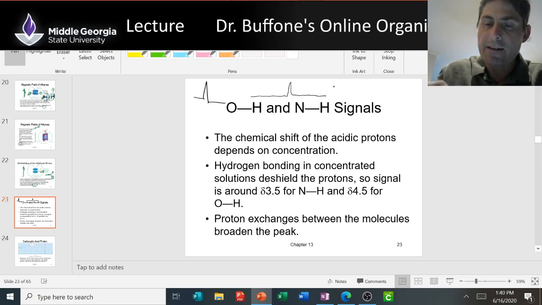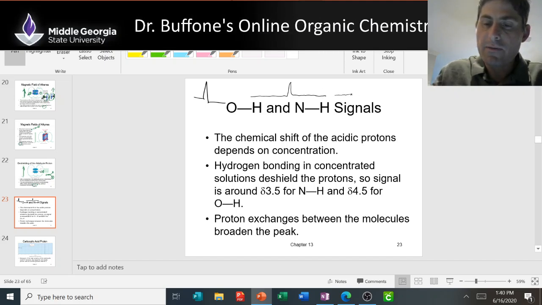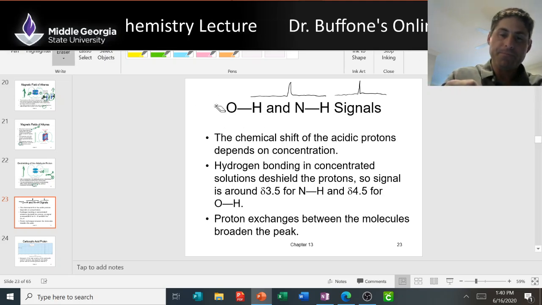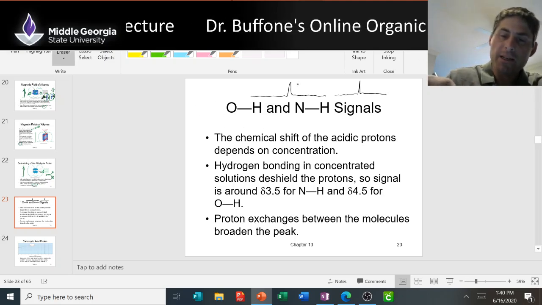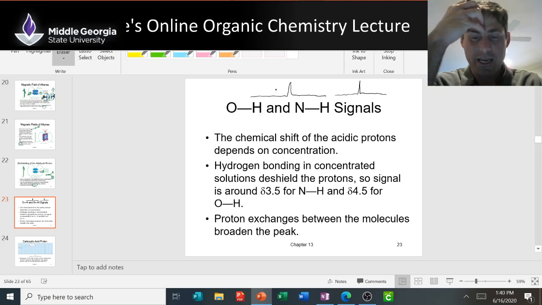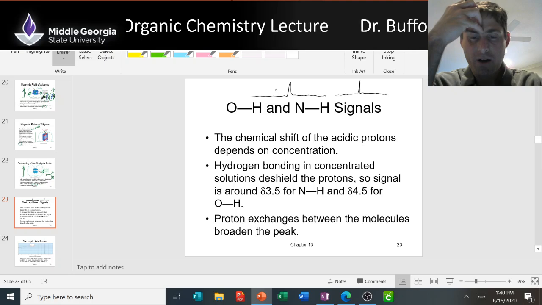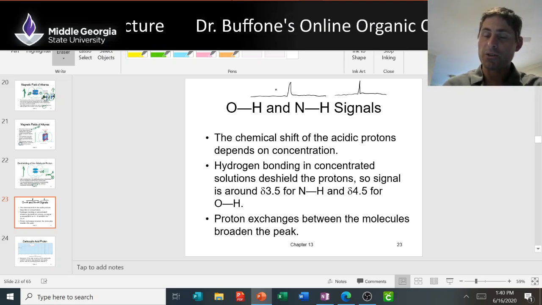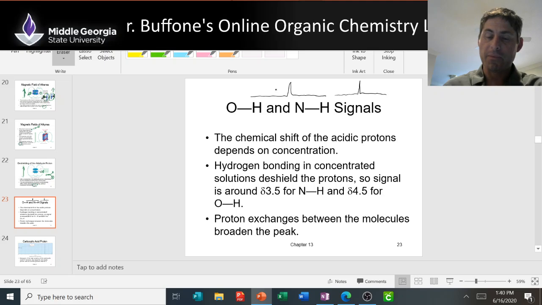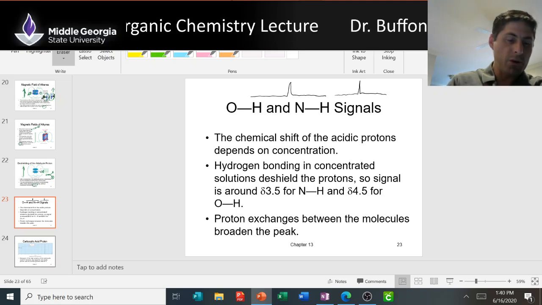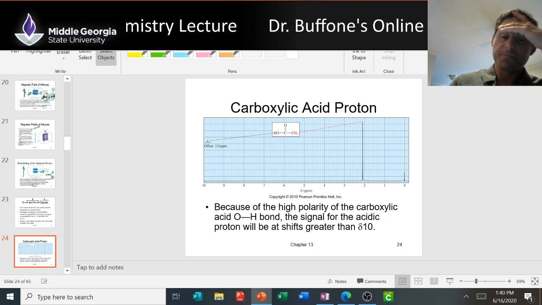It'll be more like that instead of really sharp and spiky, okay? That rounding of the signal is kind of one indication that you have an OH or an NH. Obviously, in the molecular formula, you would look to see if there are any oxygens or nitrogens. Then in the proton NMR, you might be able to see that. So check out the carboxylic acid.